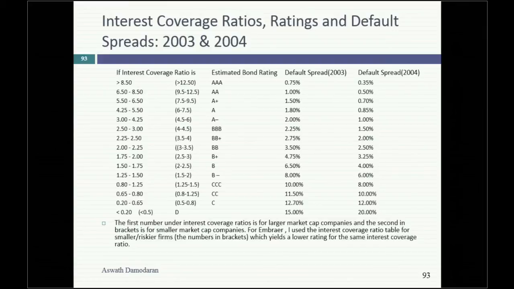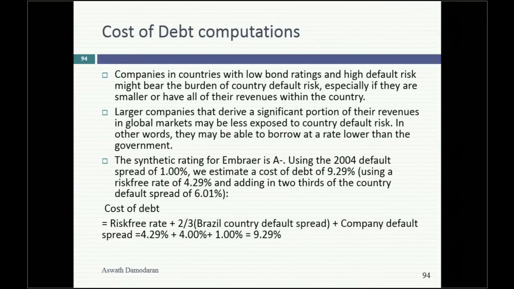That default spread gets added on to your risk-free rate and you have a cost of debt for your company. So in the case of Embraer, here's what I end up with. I end up with an A- rating based on their interest coverage ratio. The default spread in 2004, which is when I was doing this, was 1%. Now normally I just add the default spread to my risk-free rate, and I was doing Embraer in US dollars.